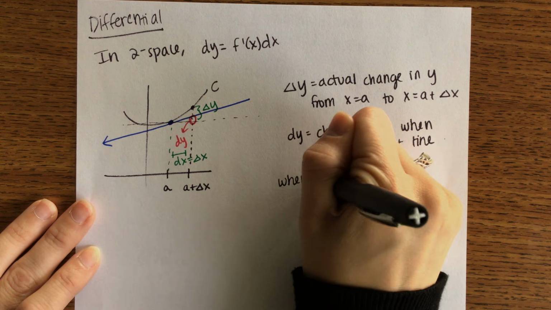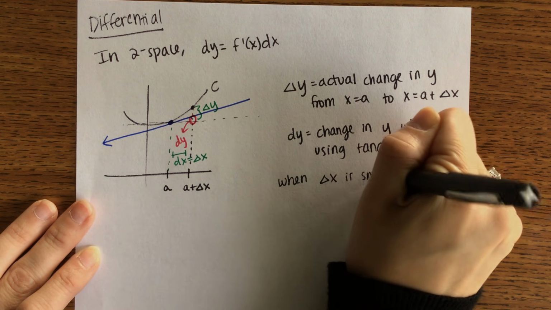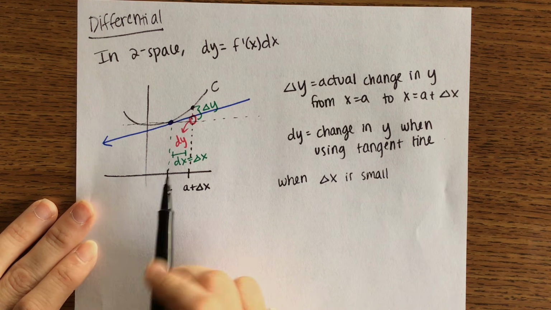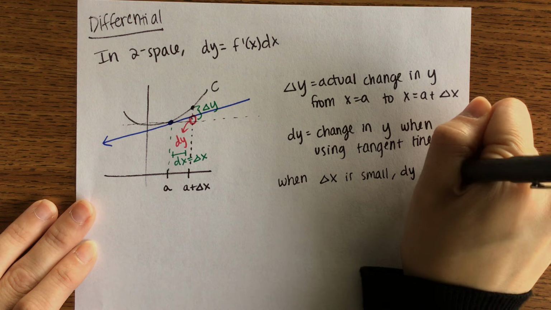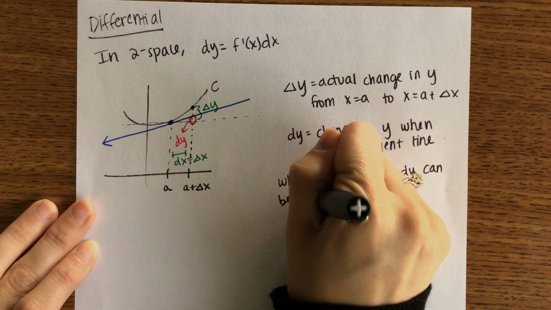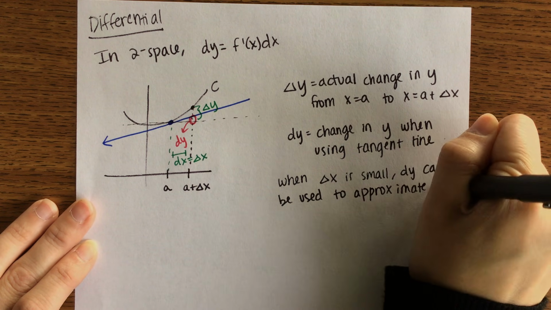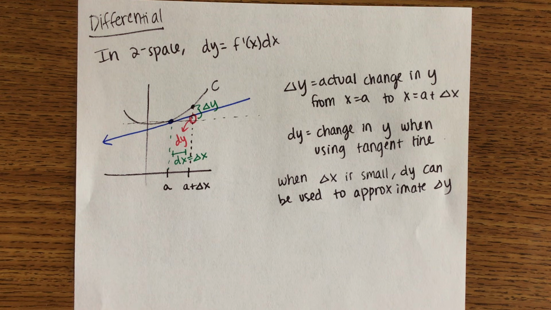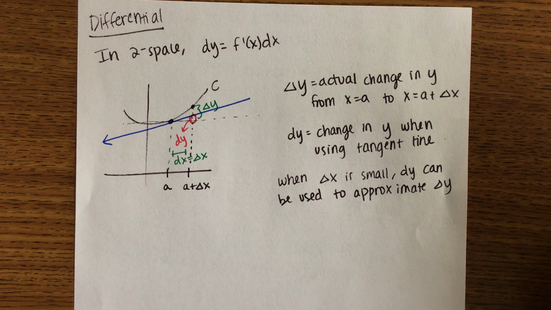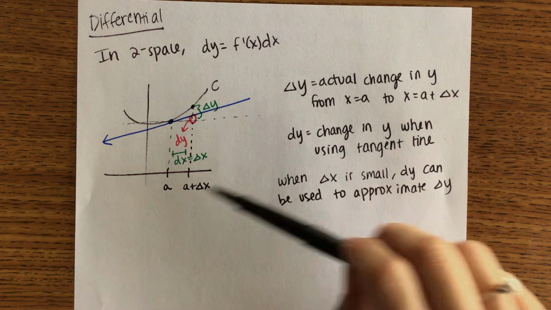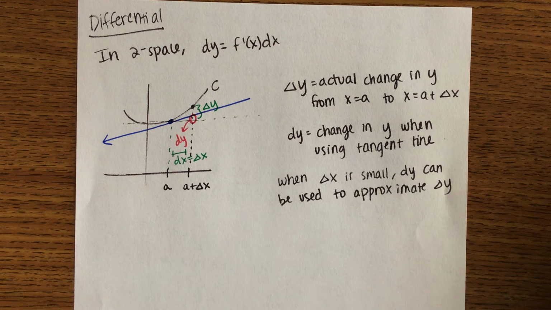Here's the key idea. When delta x is small, so when we don't vary too much from that initial x, dy can be used to approximate delta y. Okay. Questions yet? No? Okay. This is what you guys did last year. We're now going to do it three-dimensionally.